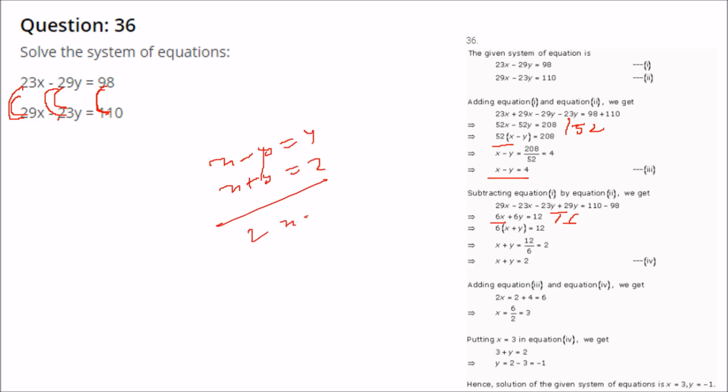Add them. 2x will be equal to 6. X will be equal to 3. And y, if you put it in any of the equations, if x is 3, y has to be minus 1. So y will be equal to minus 1. This is how it is solved.